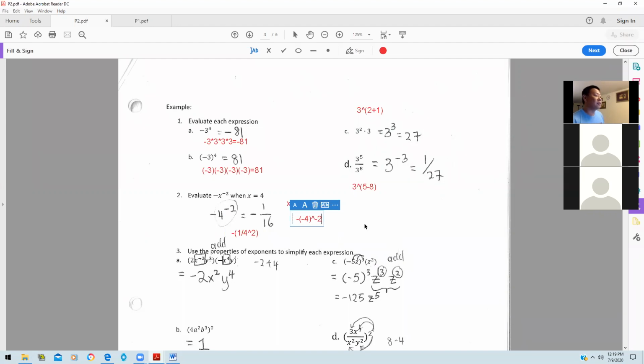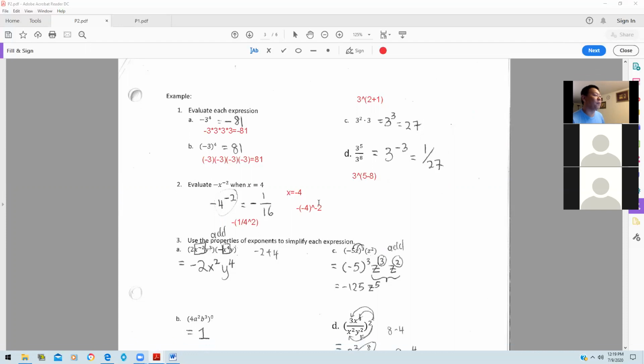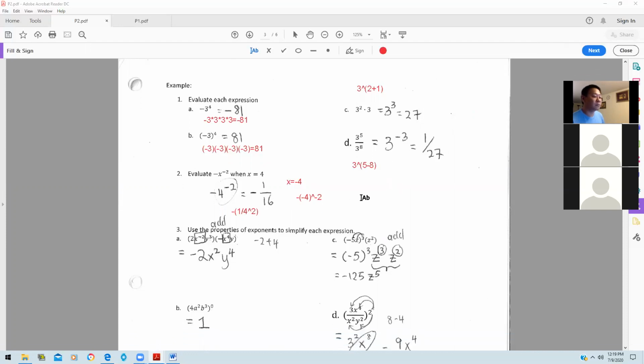Does anyone know what to do if I want you to evaluate when x is -4 instead of 4? 4 is easy, but -4 is tough. Which one should we perform first? Anyone know what to do first on this question, if I change from 4 to -4? Should we change this negative to become positive, because you guys learned that a lot, right? Two negatives become positive. Can you do that?